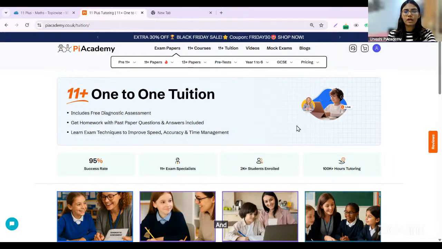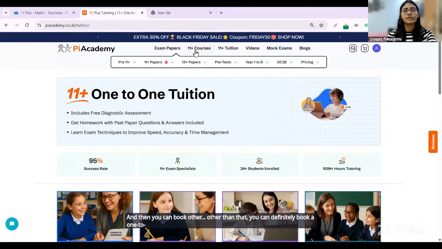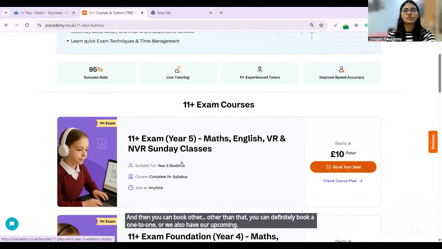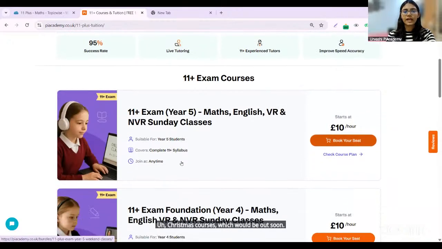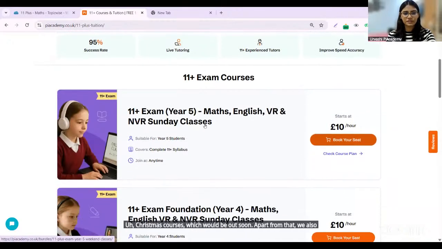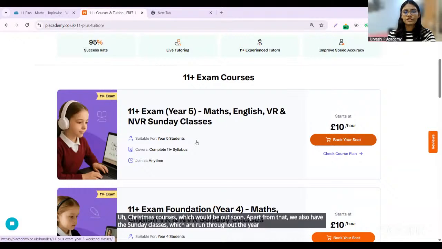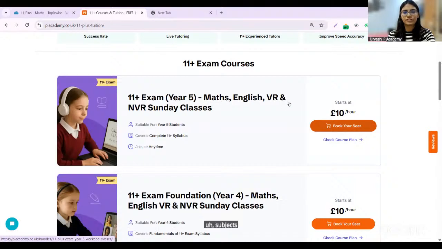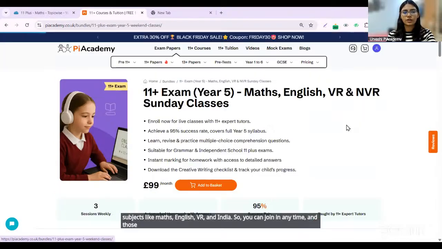And then you can book. Other than that, you can definitely book a one-to-one tuition, or we also have our upcoming Christmas courses, which would be out soon. Apart from that, we also have the Sunday classes, which are run throughout the year, for year 4 and year 5, where we cover all four subjects: maths, English, VR, and NVR. You can join in any time, and those are conducted only on Sundays.